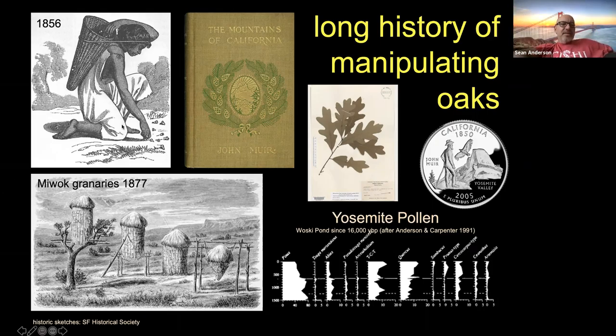And so here we see an image of a Native person seeding the ground, right? So picking up acorns and maybe even planting acorns. We have evidence of humans harvesting acorns, storing them for later in these granaries, right? So here's this image from 1877. And we have lots of evidence of shifted abundances of oaks as we, in a more modern sense, have changed their abundance and their distribution, as measured by pollen that's accumulated in ponds and wetlands.